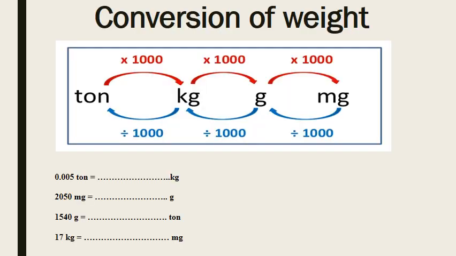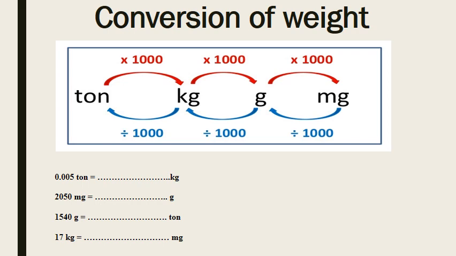We then looked at the conversion of weight, or how to convert between the units of weight. So from ton to kilogram we times by 1,000, from kilogram to gram we times by 1,000, and from gram to milligram we times by 1,000. From milligram to gram we divide by 1,000, from gram to kilogram we divide by 1,000, and from kilogram to ton we divide by 1,000. Let's do some examples with you.